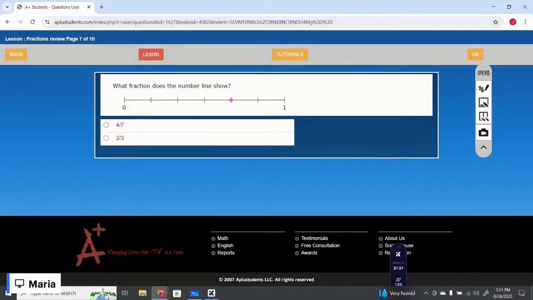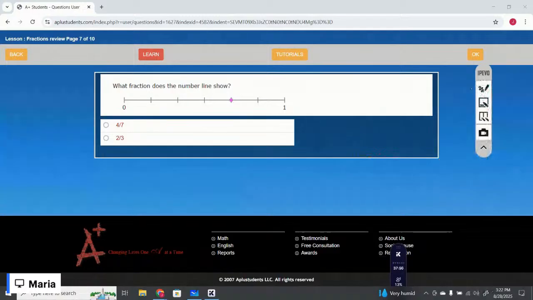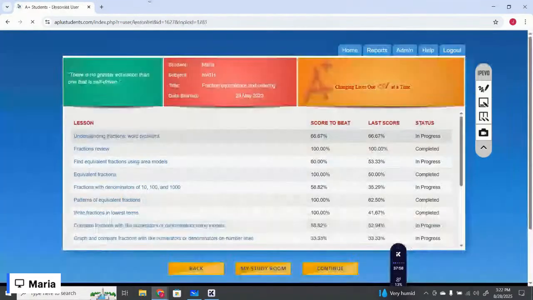What fraction does the number line show? That is 2 out of 3, because that is 4 out of 6, right? So when you simplify, it would be 2 out of 3. Okay, you can complete the lesson by yourself later today. Let me just move on to the next lesson.